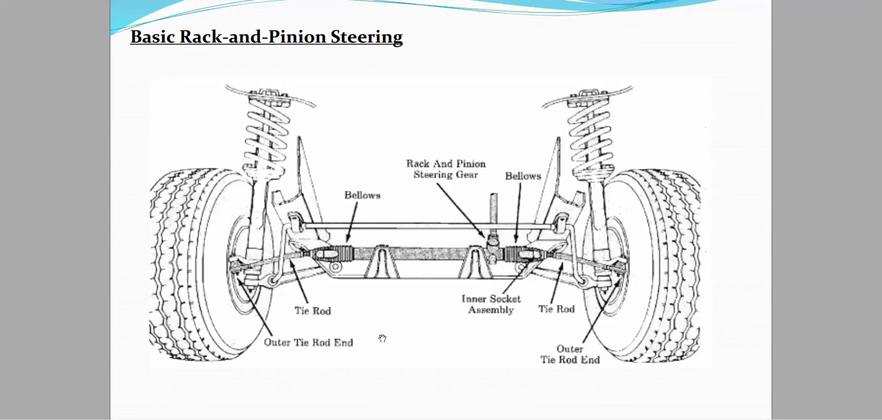This is the real layout of the rack and pinion steering, in which you can see the bellows, which will compress or extend, and this is the rack and pinion steering gear and the outer tie rod ends, which transfer the complete motion to the wheels.